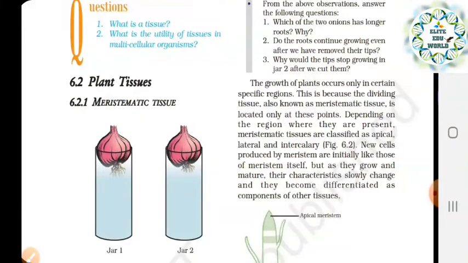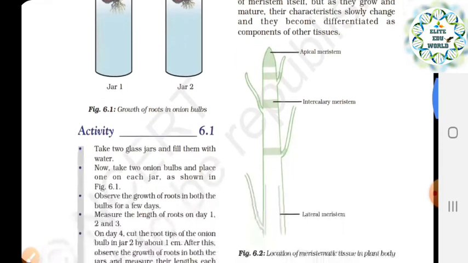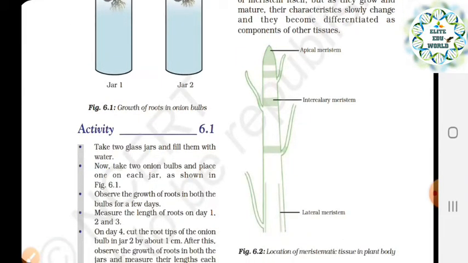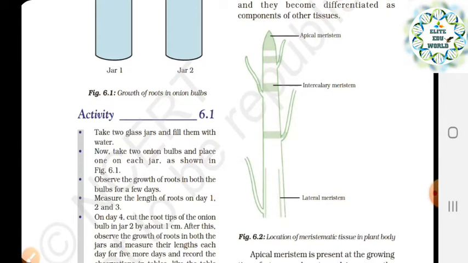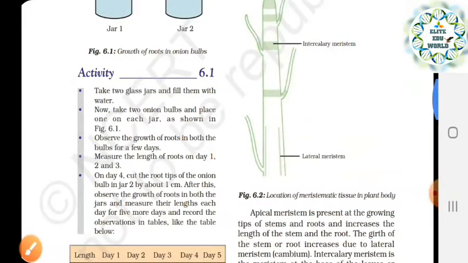Then we saw an activity showing what meristematic tissue is and where it is present. In the classification, first of all, the meristematic tissues are present at the tip of the plant especially, the actively growing tissues. On the basis of their location, we have seen different types: apical meristem, intercalary meristem and lateral meristem.